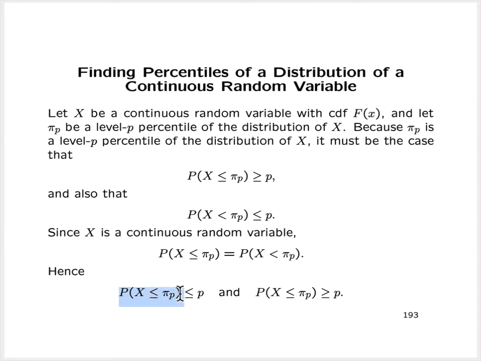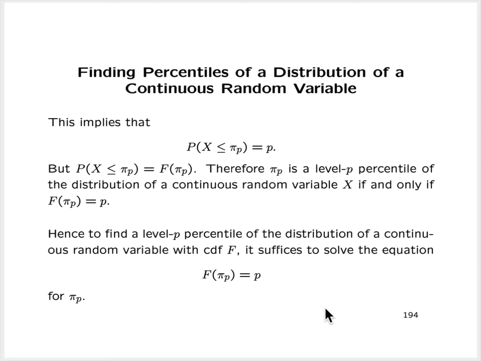Now notice what we have here. We have this probability in both places, here and here. So this is a real number that is less than or equal to p and greater than or equal to p at the same time. So that implies that this probability must be exactly equal to p, right? In order for a number to be less than or equal to a given value and greater than or equal to that value at the same time, it must be equal to that value.